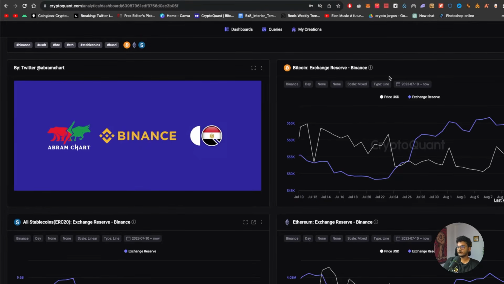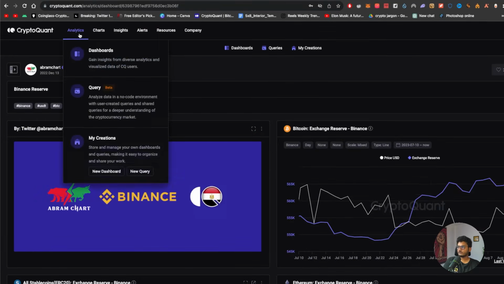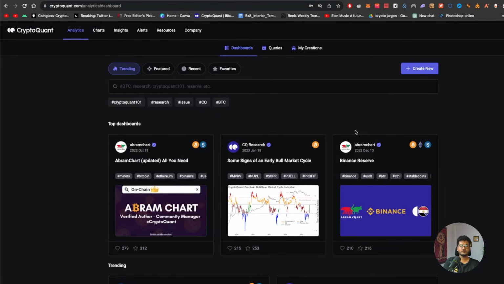They have modified it for a certain time period, for July and August. So in this way, you can create your own dashboard for the relevant data. For example, if you are targeting a certain ecosystem, you can just create a dashboard for that.